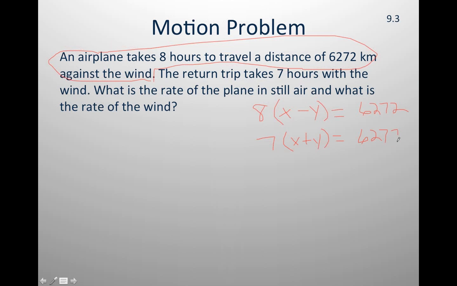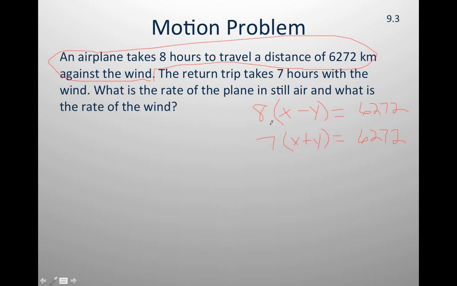Okay, the distance is the same for both. The rate of the plane, how fast the plane is going, and how fast the wind is going is going to be the same for both. The only difference is the time. And the time should be different because if you're going with the wind, your rate is going to be faster. So you should be able to get there in 7 hours with a faster rate because you got the plane speed and the wind speed added together. And so that's going to give you a faster rate.